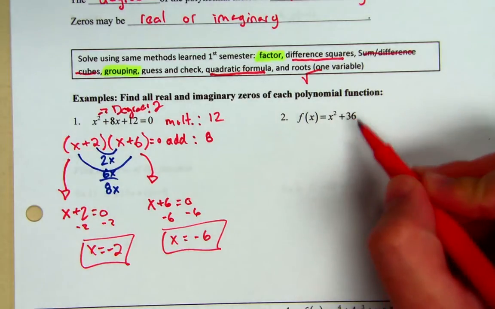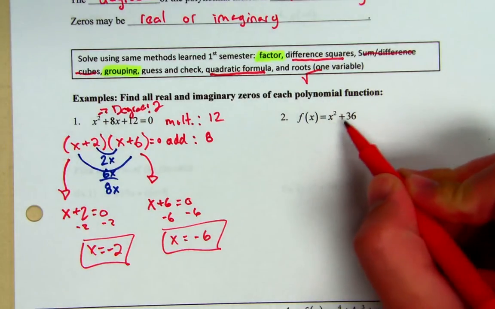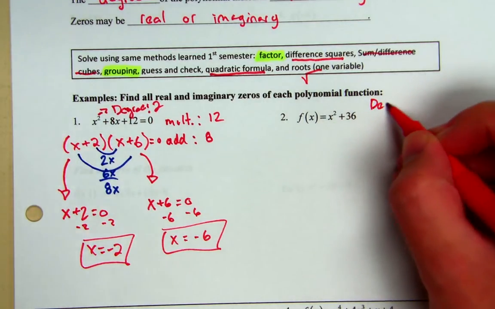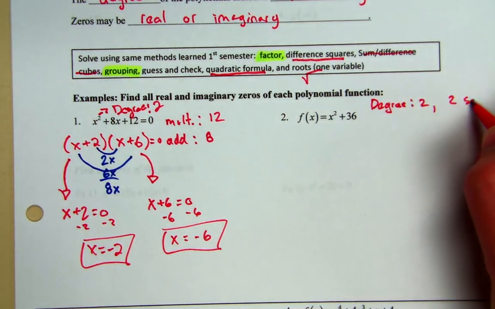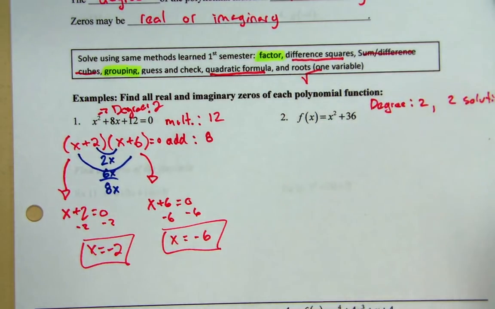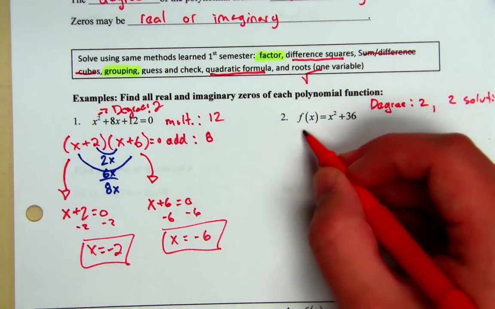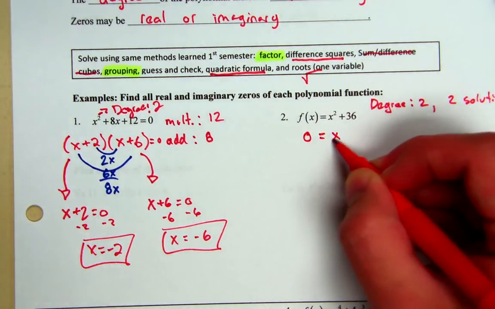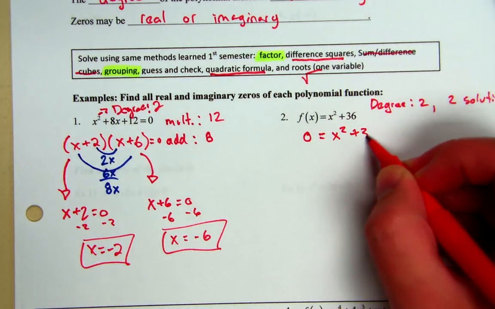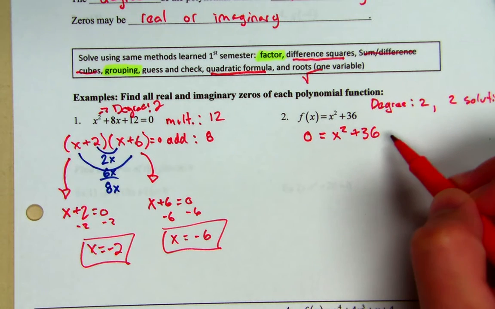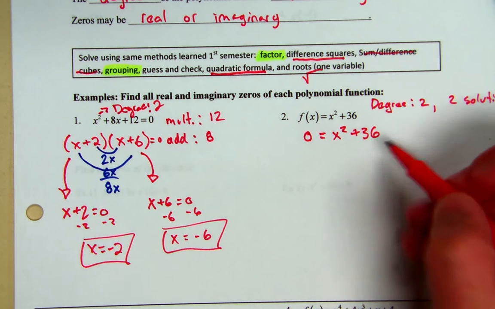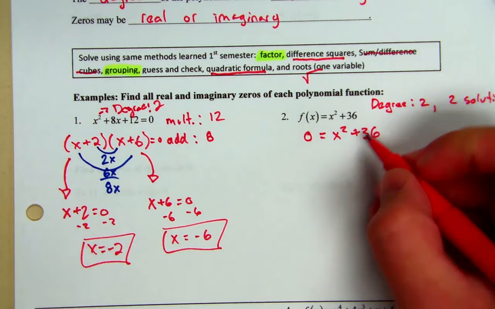So let's use the same logic here. What's the degree? Highest power is 2, so this is degree 2, so 2 solutions. Now, I want to set this equal to 0 first so I can actually solve it. Here's where you should realize, oh hey, I'm missing a middle term. So then what you can do is use the even root property.